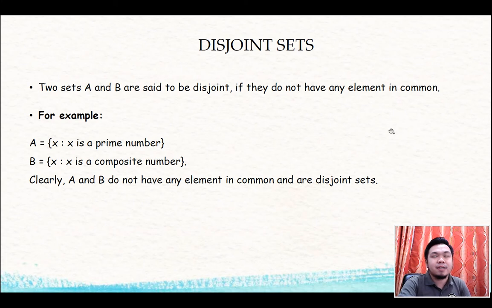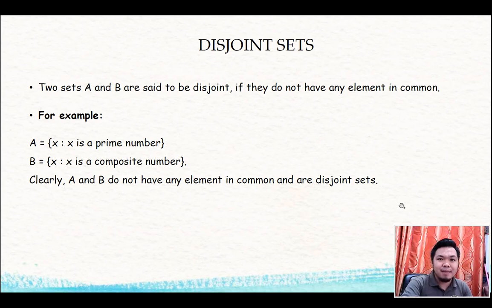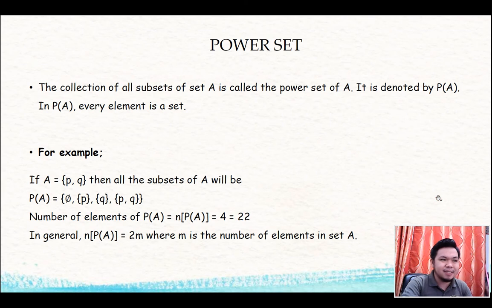So, for example, set A is 1, 2, 3, 4, 5, and set B is 6, 7, 8, 9, 10. So when we write them, we write them as is, because they have nothing in common. Their elements are different. Now, let's go with power set.